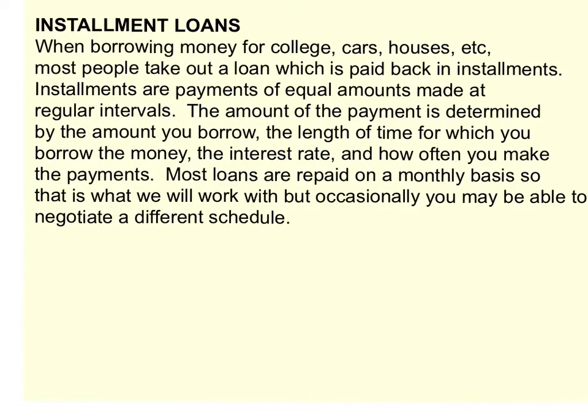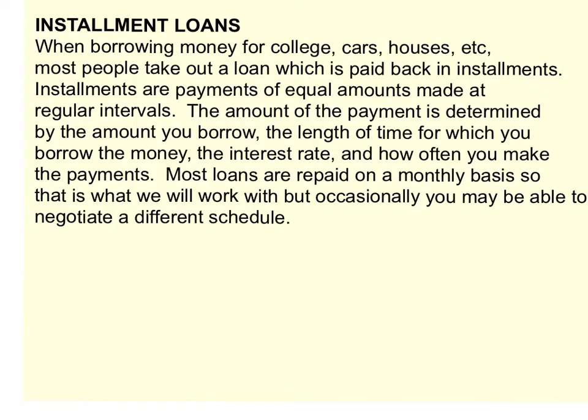So installment loans is the official name. When you take out a loan, you pay back whatever you borrow in installments, and those installments means you pay every month, you pay every 2 months, you pay every 2 weeks. I mean, it's different installment lengths. So when borrowing money for college, if you want to buy a car, if you want to buy a house, etc., you're going to need to take out a loan, and you're going to pay that back in installments.